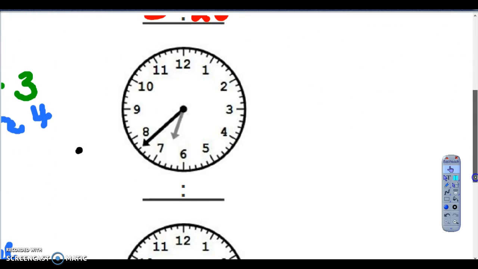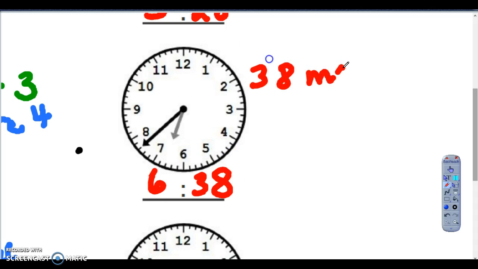All right, the next one down, the time you should have got is 6, 35, 36, 37, 38. 6:38. Whoa, let me try that 8 again. 6:38. So that means you should have got 38 minutes after 6.